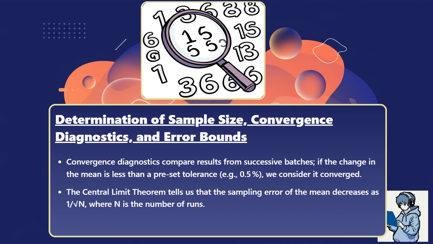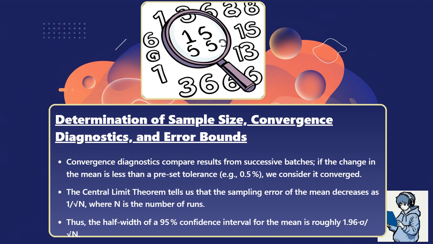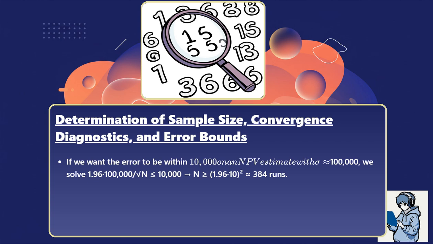The central limit theorem tells us that the sampling error of the mean decreases as 1 over square root of n, where n is the number of runs. Thus, the half-width of a 95% confidence interval for the mean is roughly 1.96 sigma over square root of n. If we want the error to be within $10,000 on an NPV estimate with sigma approximately $100,000, we solve 1.96 times 100,000 divided by square root of n less than or equal to 10,000, which gives n greater than or equal to 1.96 times 10 squared, approximately 384 runs. In practice, we use larger n to cover the tails of the distribution.